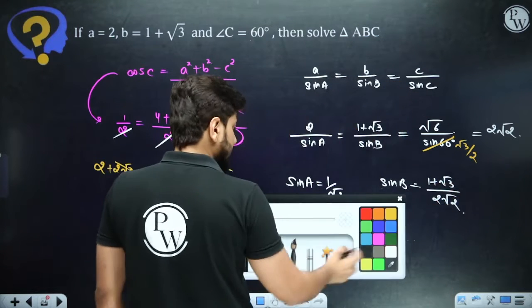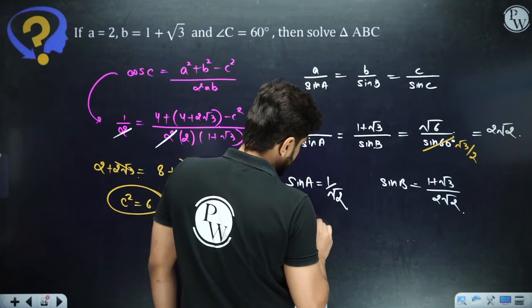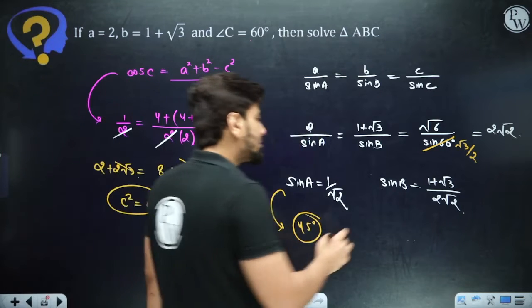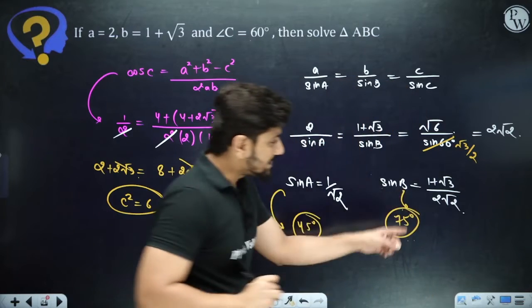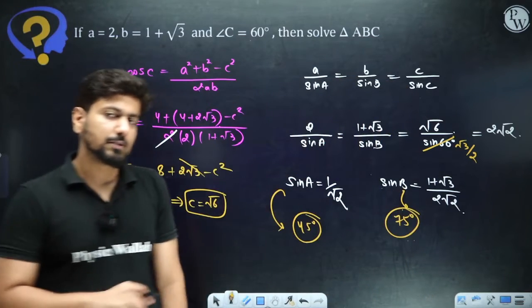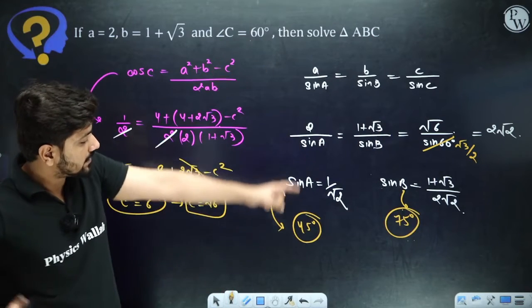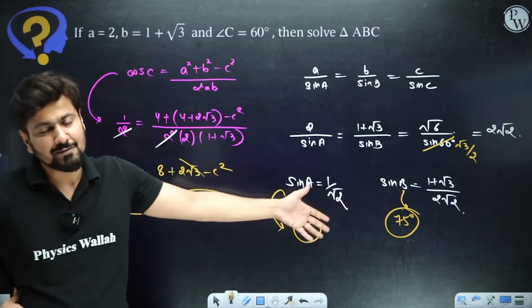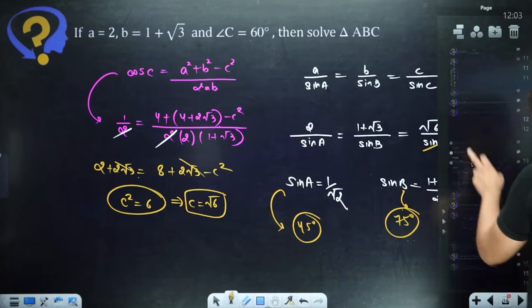So from here we can say that yes, our angle A is going to be equal to 45 degree, right? And this angle B is going to be 75 degree, because the value of sine 75 degree is 1 plus root 3 by 2 root 2. Or if you have two of the angles, one of the angles is 60, the other one is 45, so the third one is obviously going to be 75 degree angle, right? This is how you can go about in this question.